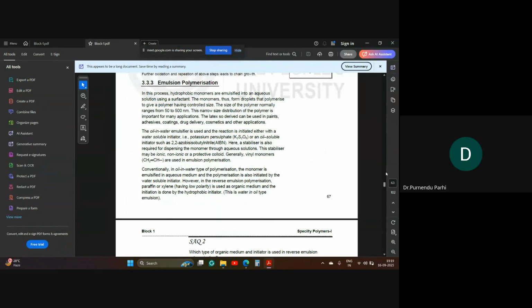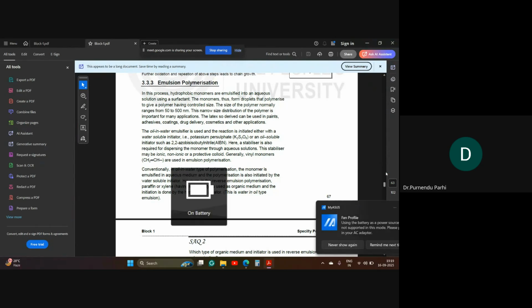Then the emulsion polymerization. In this process, hydrophobic monomers are emulsified into an aqueous solution using a surfactant. So emulsion means you have to add a surfactant in order to get the emulsion. That means the hydrophobic monomers are dispersed in the aqueous phase by using a surfactant. Surfactants are surface active agents.